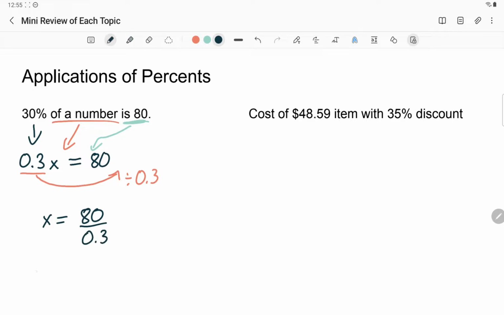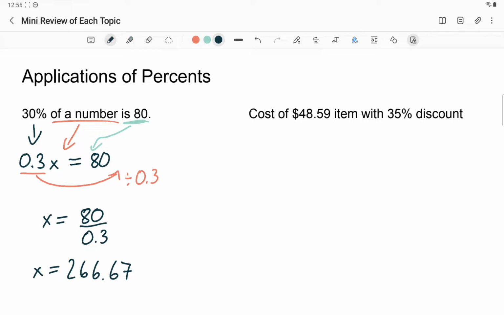I'm writing it as a fraction. You could write it with the division symbol, like I did above there. And then when you calculate 80 divided by 0.3, what you're going to get is 266.6 with the 6 repeating, so I'll just round it to 266.67. And there you have it.